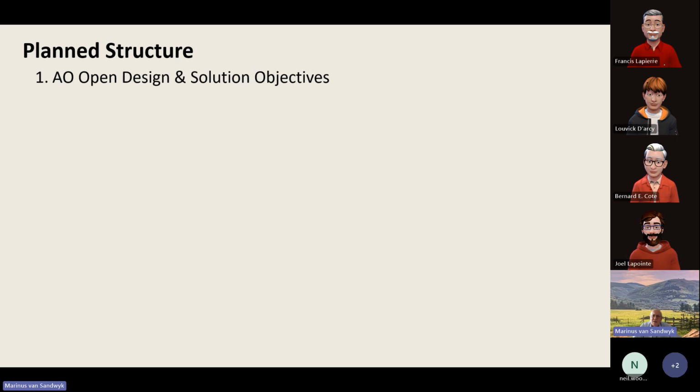Now it's imperative, and you will see this, the structure that we've planned and prepared for our session today, next week, and probably one or two sessions after that. We are still uncertain because it completely depends on the amount of participation and discussion. But it is imperative for you to acknowledge our AO design and solution objectives, to really ascertain and validate the relevance in your environment.